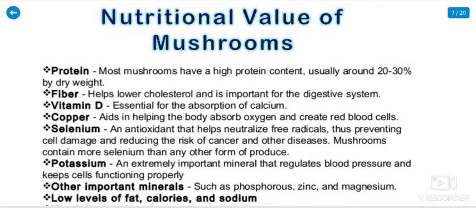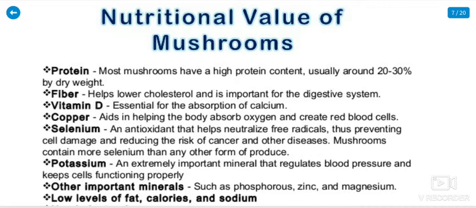Vitamin D is essential for the absorption of calcium. Copper aids in helping the body absorb oxygen and create red blood cells.